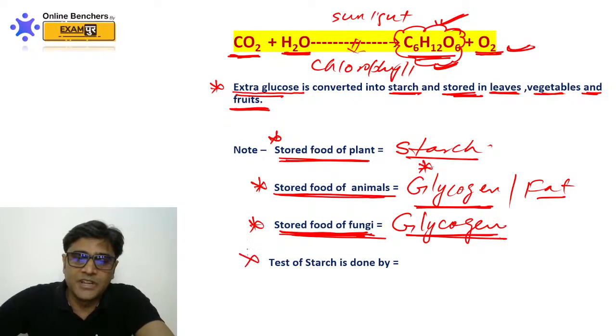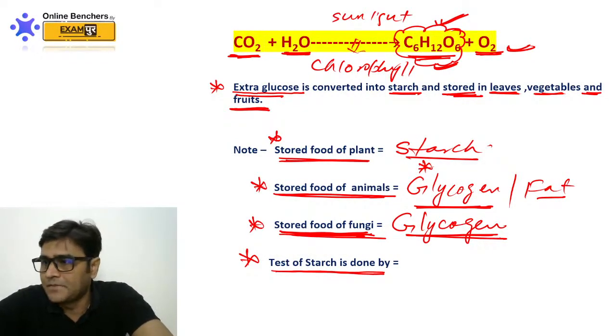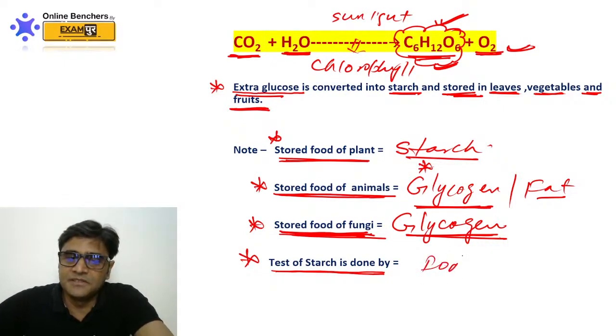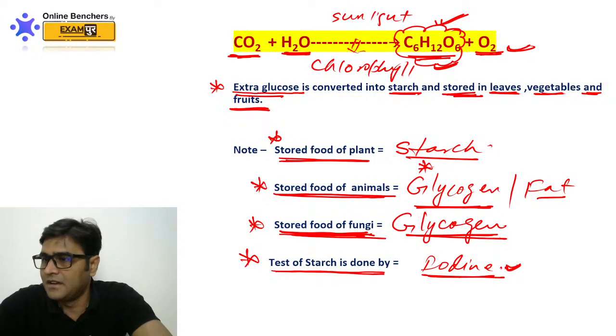Now, one more question. Try to answer this question, guys. Test of starch is done by which of the following chemicals? Tell me. Very important question. Test of starch is done by, your answer should be iodine. This is a very important point. Kapil, you are right. Very good. Keep it up. Robin, absolutely right.